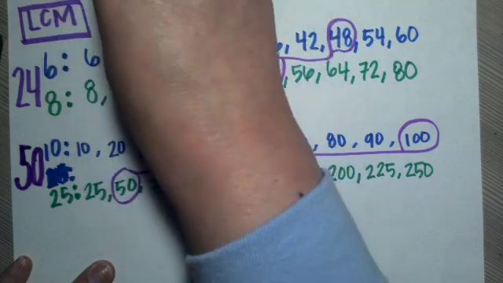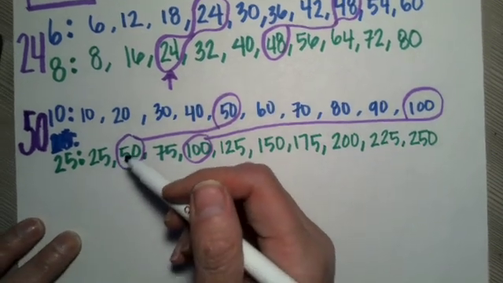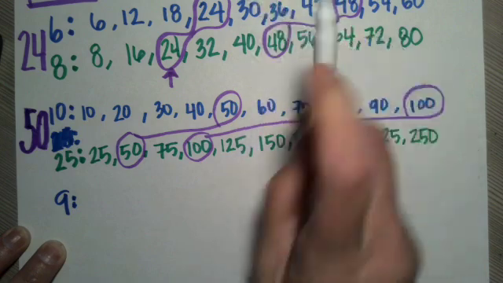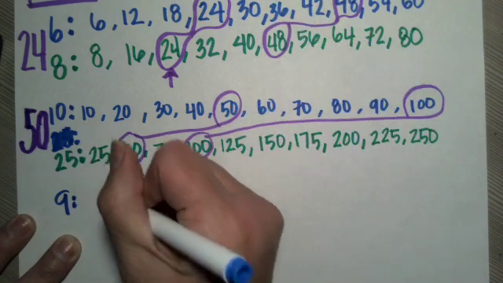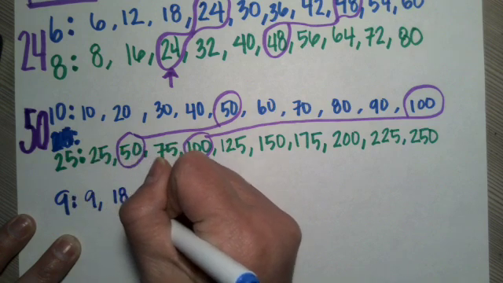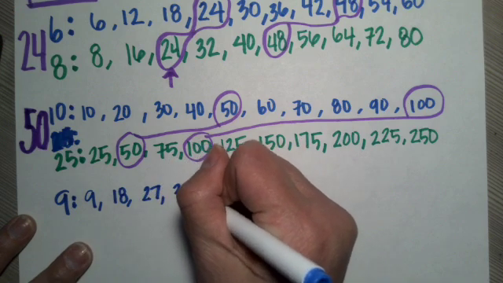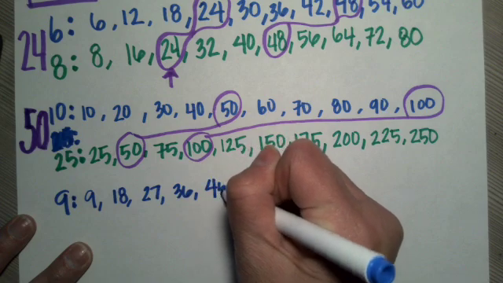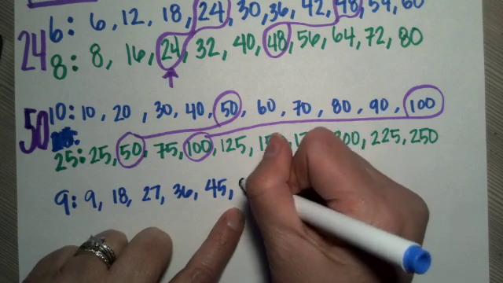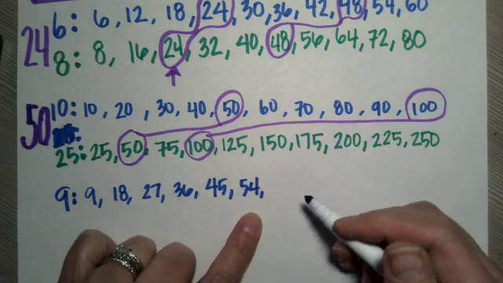Let's do 9 and 12. And again, we're just practicing 9 and 12. So here's our 9. And let's just go ahead and do 9 first. So 9 times 1 is 9. 9 times 2 is 18. 9 times 3 is 27. 9 times 4 is 36. 9 times 5 is 45. 9 times 6 is 54. 9 times 7, I'm used to just counting them out. That's why it's messing me up.